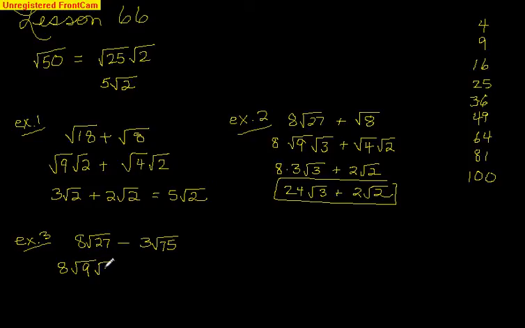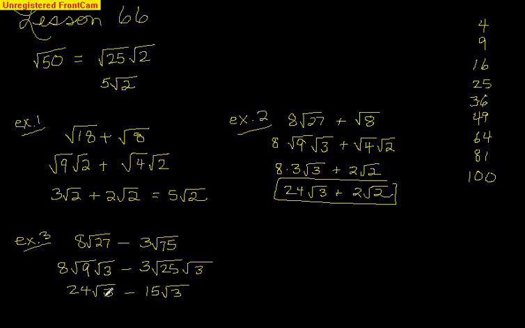We're going to end up with the same thing, 24 square root of 3 on this one. And here we're going to get 3 times 5, so it's 15 square root of 3 on this one. This time, we have square root of 3, square root of 3, so we can subtract the numbers in front, and we're going to get simply 9 square root of 3.